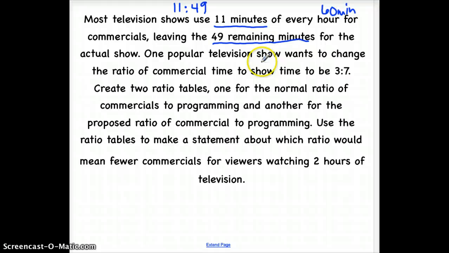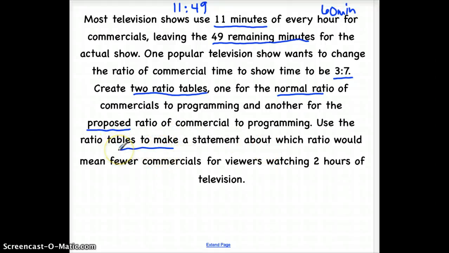One popular television show wants to change the ratio of the commercial time to show time to be 3 to 7. That's our second ratio. Create two ratio tables, one for the normal ratio of the commercials to programming, and another for the proposed or the change ratio of commercial to programming. Use the ratio tables to make a statement about which ratio would mean fewer commercials for viewers.